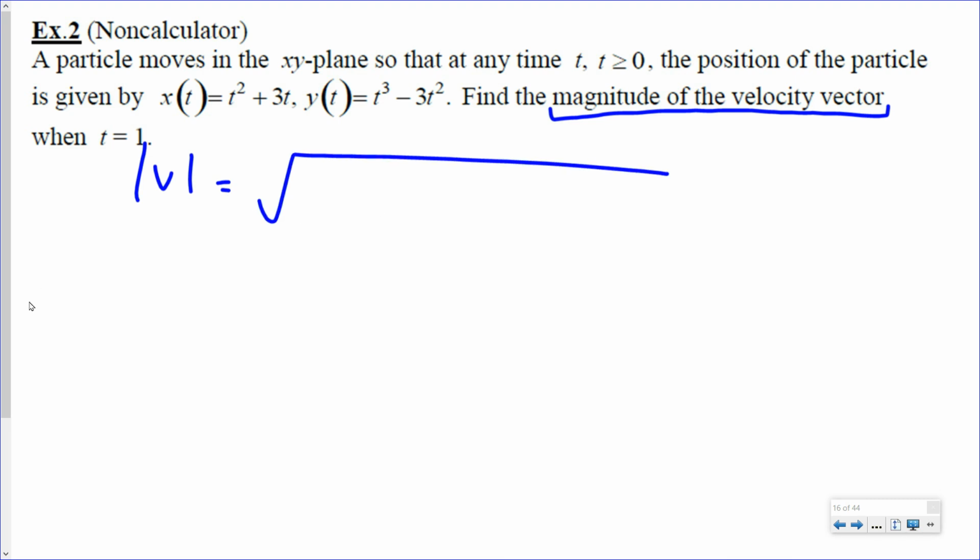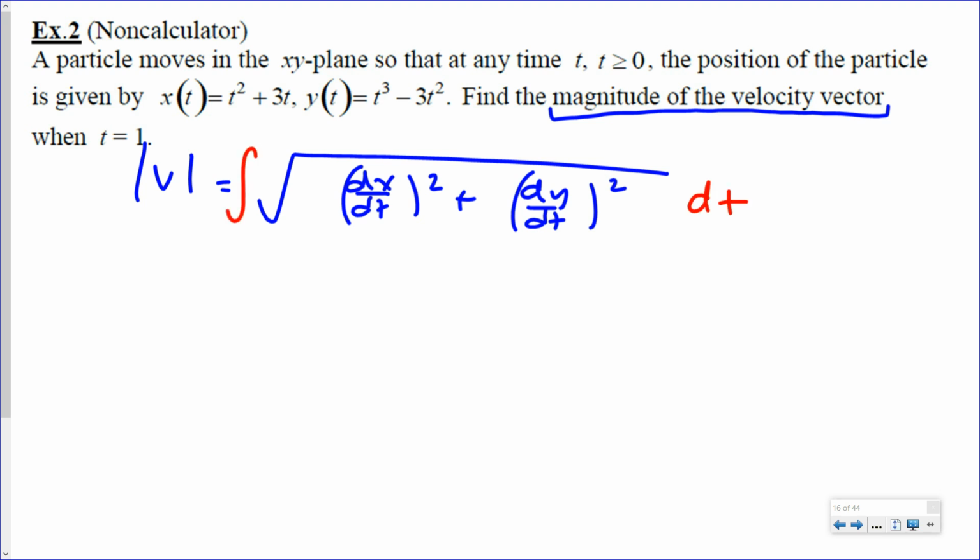Square root, or is it integral? Square root, okay. dx/dt squared plus dy/dt squared, okay? And then do I put a dt and integrate this? No, because that would make it what? What happens if I integrate this? It would make it total distance, okay?